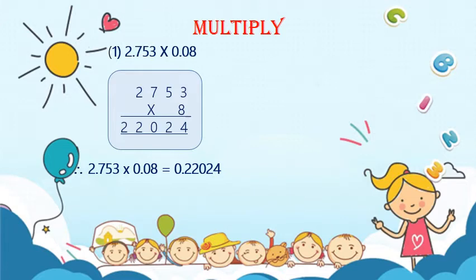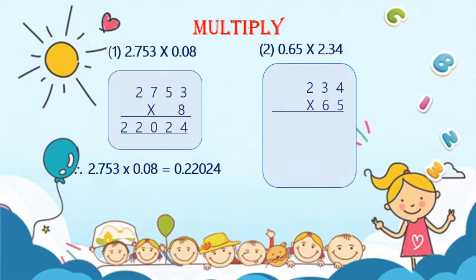Now let's do the second question. Here we have to multiply 0.65 by 2.34. So here again we have two decimal fractions. First of all, we have to consider both of them as whole numbers. So 0.65 will become 65 and 2.34 will become 234. And now we will multiply 65 by 234. So we will write 234 multiplied by 65.